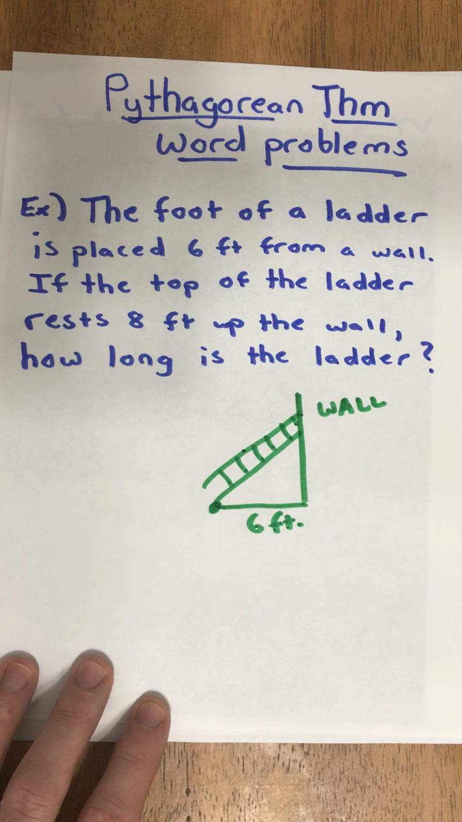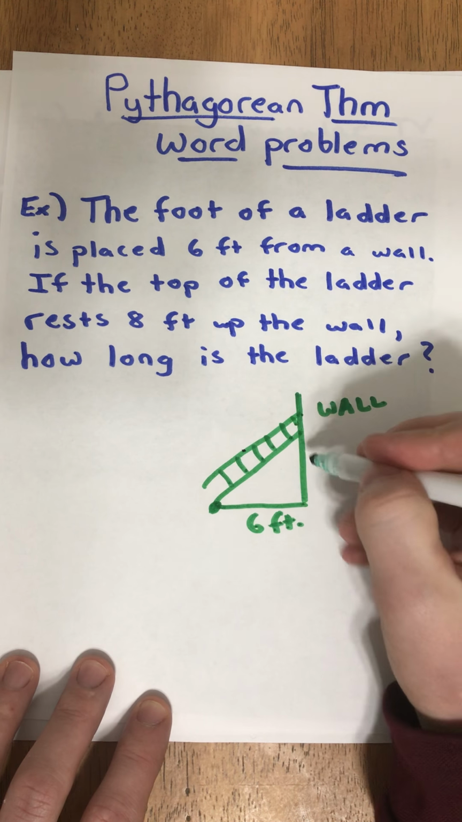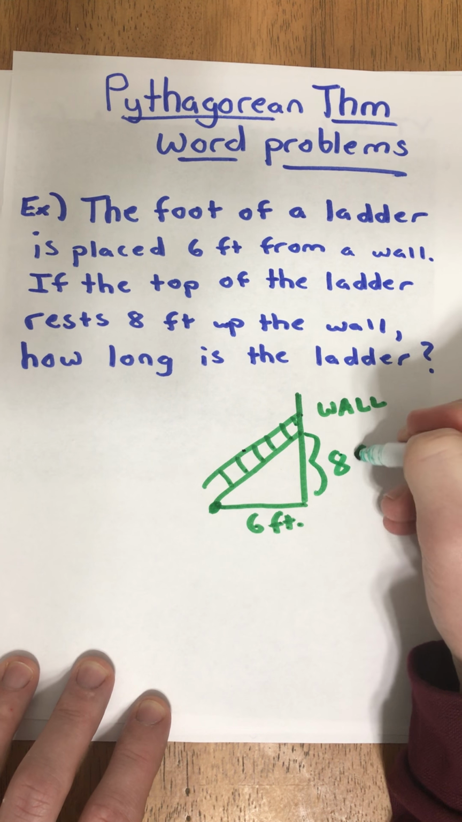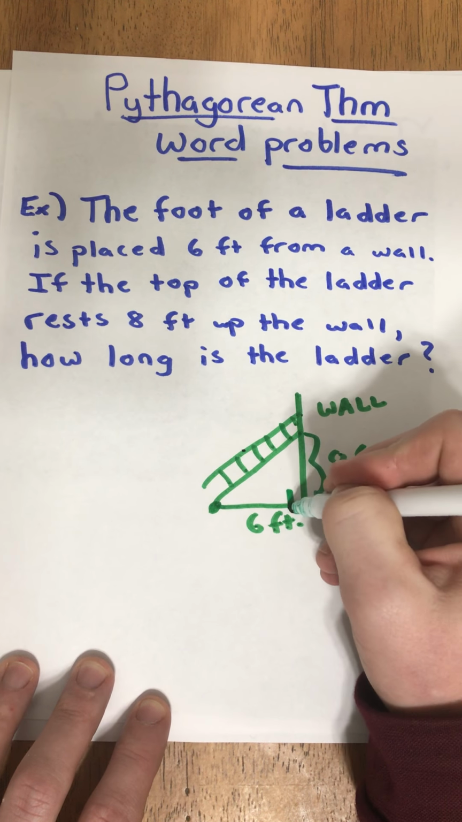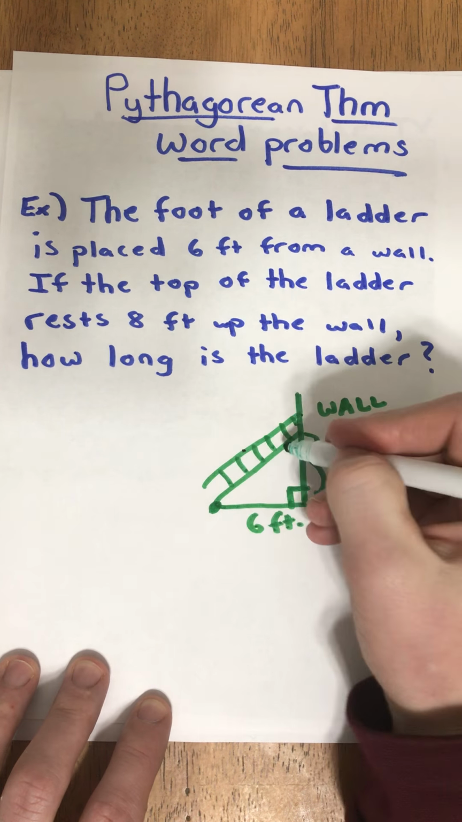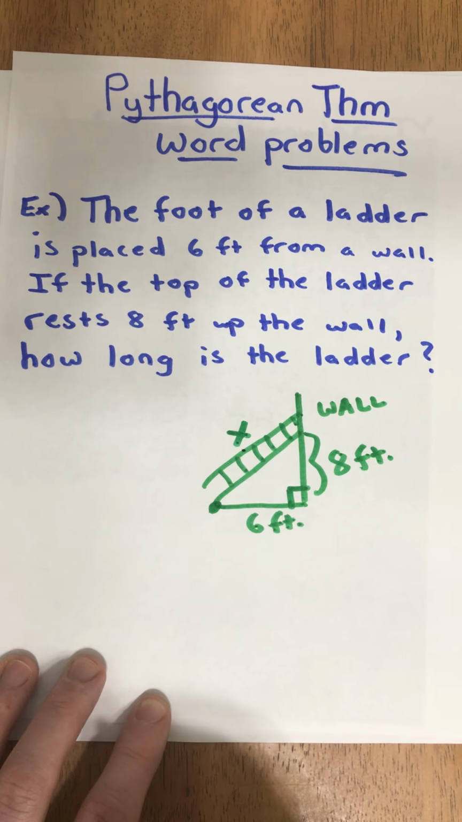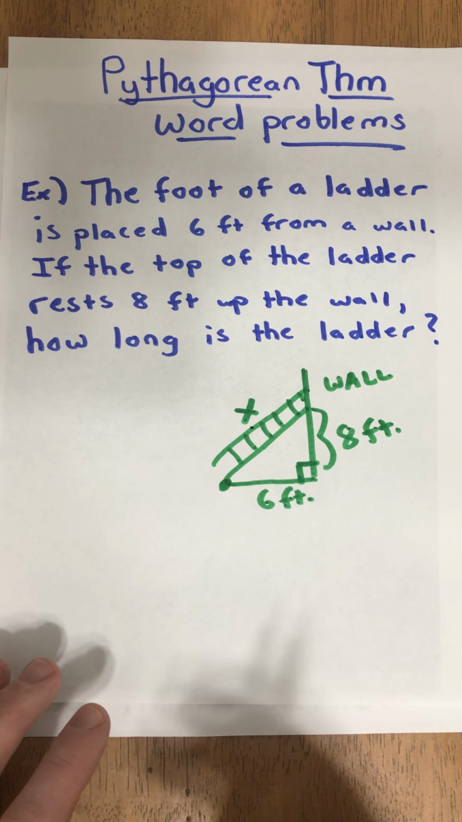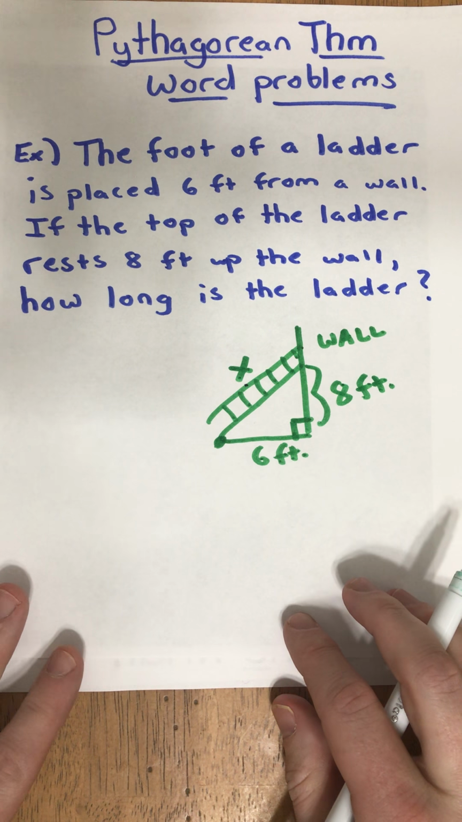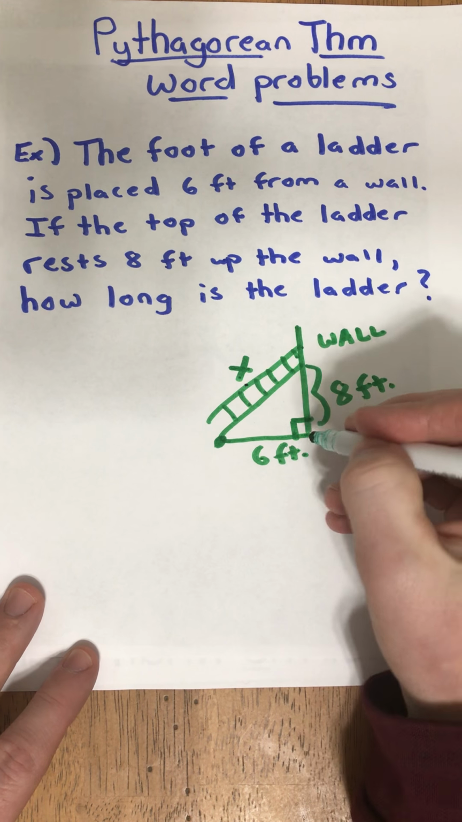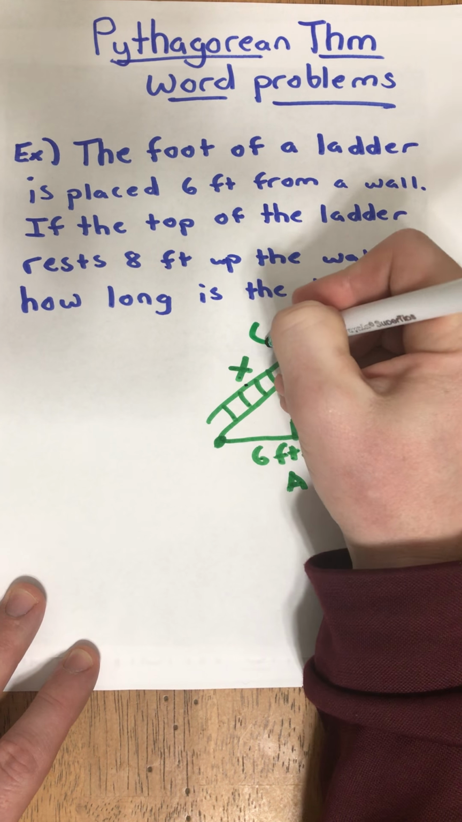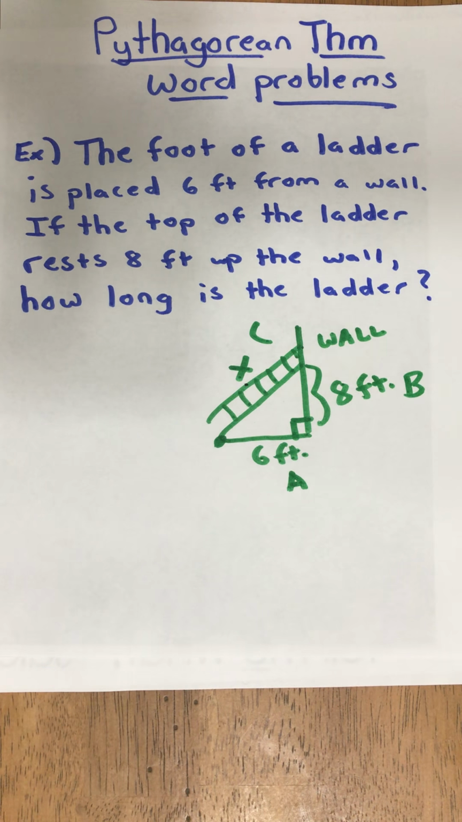If the top of the ladder is 8 feet up the wall, so that means from here to here is going to be 8 feet. We can put a little right angle in, and they want to know how long the ladder is. That's this piece right here, which is x. So once you have your picture drawn, as you can tell, this is just the Pythagorean theorem like we've been doing. This would be our A, this would be our B, and this would be our C.